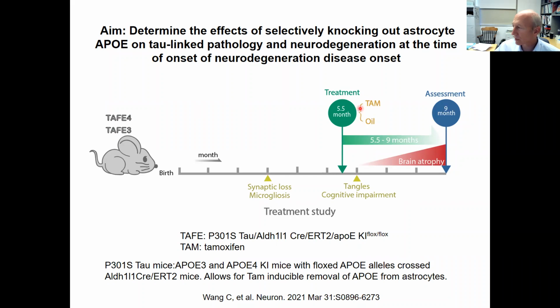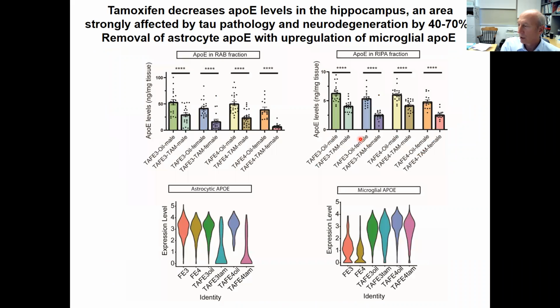We gave the tamoxifen or oil starting at 5.5 months of age, when tau pathology is just starting, and then assessed the animals at 9 months of age. As I showed you earlier, we can decrease APOE levels by about 60% or so when we give tamoxifen. And while APOE is shown in this single nuclear RNA sequencing experiment to be mostly gone, it's actually increased in microglia because we're not removing the microglial APOE.